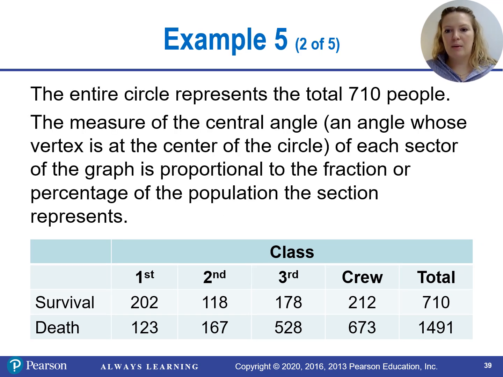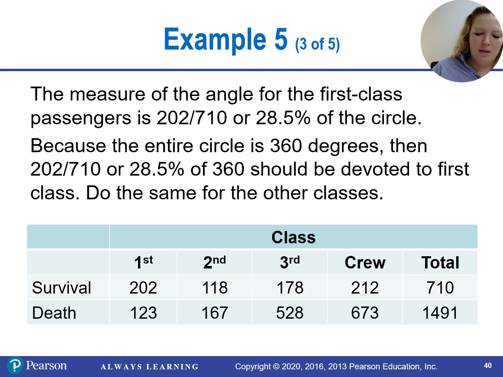So the entire circle will represent, if we look at the survivors, the 710 total people that survived on the Titanic. We will find the measure of the central angle of the sector that each piece of the pie will represent by making it proportional to the fraction or the percentage of the population that it's representing. So, for example, if we want to look at the passengers in first class who were survivors, they are 202 out of 710, or 28.5% of the circle should be representing the first class passengers.